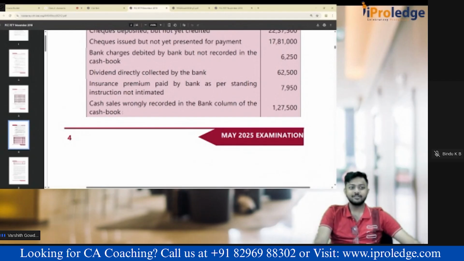Cash sales wrongly recorded in the bank column of the cash book. How? Because of which your cash book will be more and passbook will be less. We are doing BRS from the cash book angle. We have to subtract.